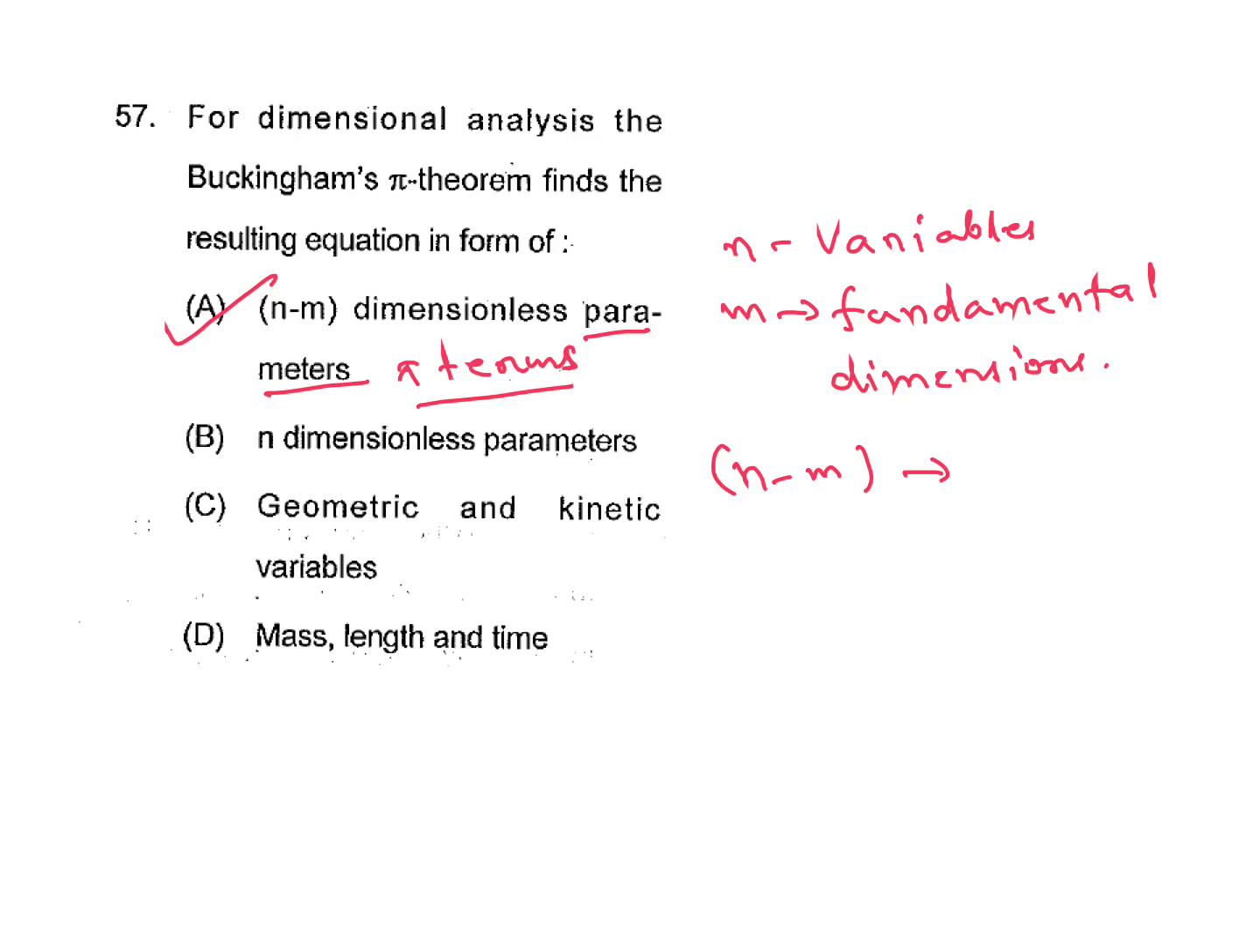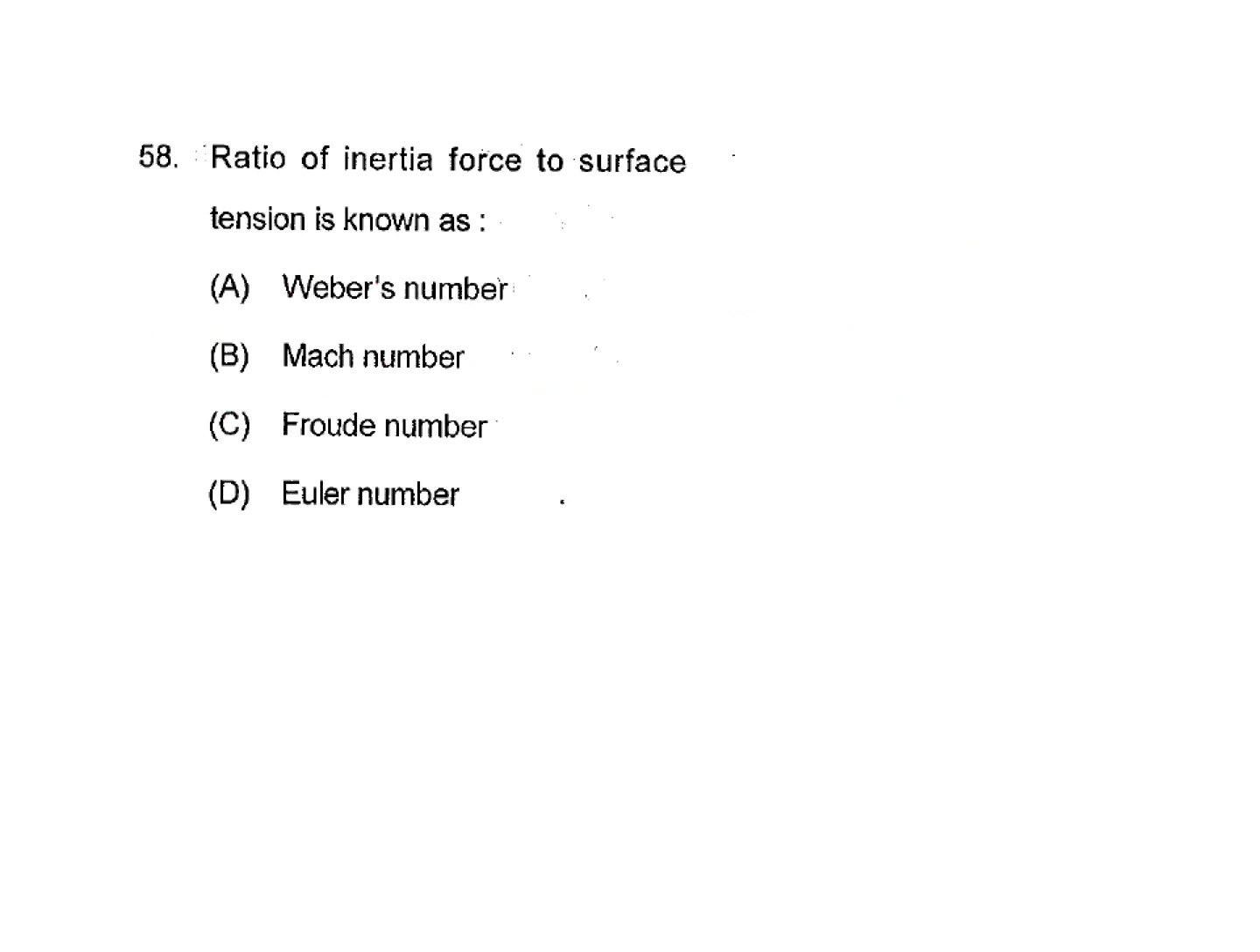Ratio of inertia force to surface tension is known as Weber number. Already I made a separate video for the important numbers. You can check it from my playlist. In all exams they are asking this type of question, the important numbers. So Weber number is inertia force by surface tension force. This is Weber number.